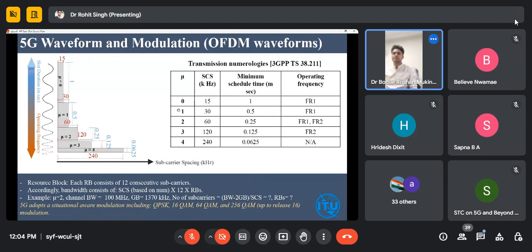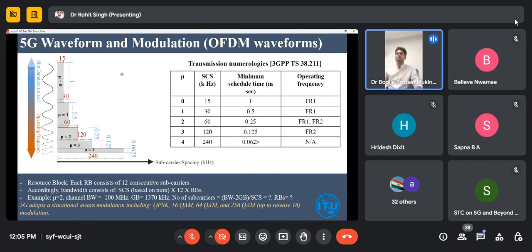So the difference between two carriers is 15 kilohertz. That is fixed for fourth generation. But in fifth generation, what we are trying to do is so that the user could be adopted from 15 kilohertz to 30 kilohertz, 60 kilohertz, 120 kilohertz, 240 kilohertz based on the available bandwidth availability. Getting it? So in the fifth generation, we can have multiple numerologies.